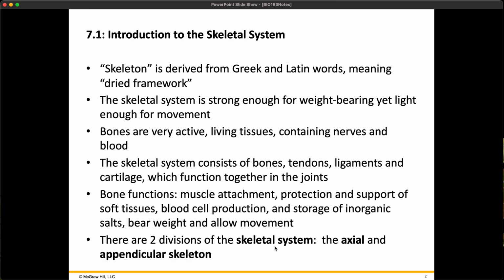And then lastly, these two divisions of the skeletal system, both the axial and appendicular skeleton. We'll get more into that in lab. Essentially, axial is the axis. It's the central channel of the body. And appendicular is appendages. Those are your arms and legs.